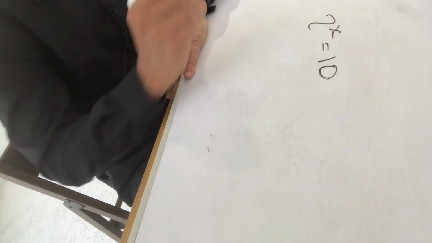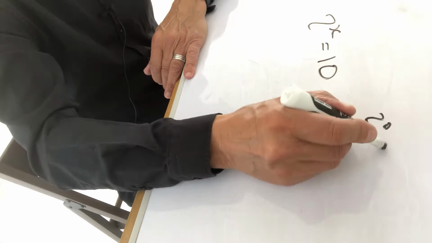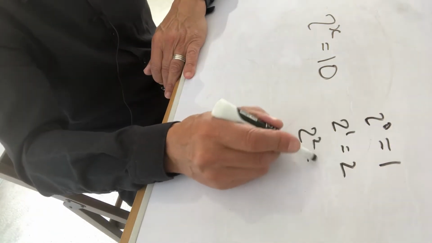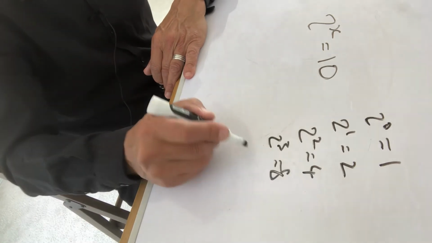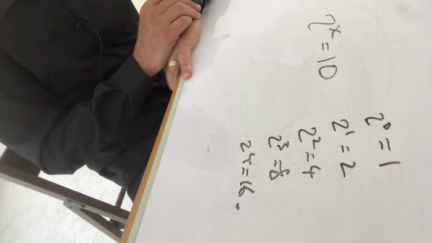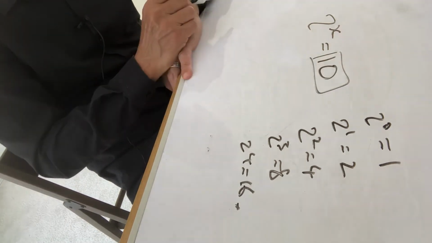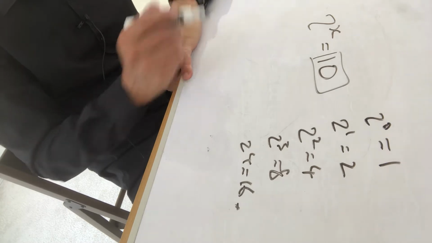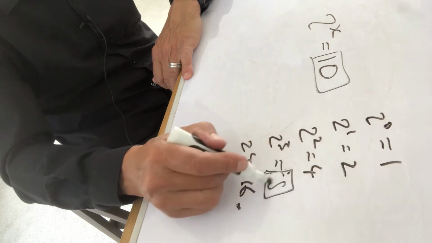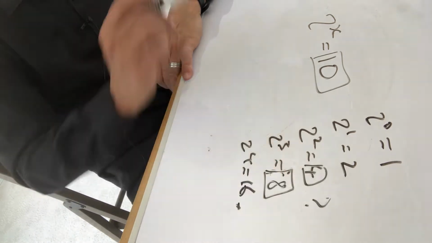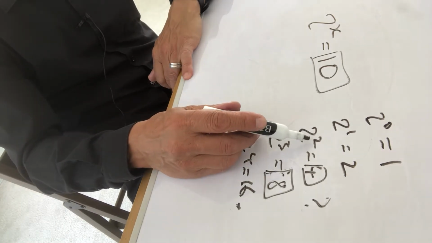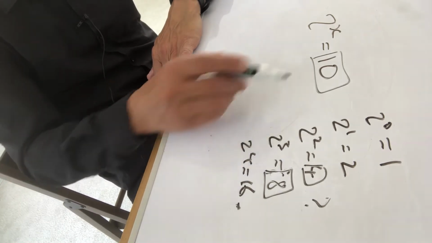Now, we know, for example, that 2 to the power of 0 is equal to 1, 2 to the power of 1 is equal to 2, 2 to the power of 2 is equal to 4, 2 to the power of 3 is equal to 8, 2 to the power of 4 is equal to 16. If we look at the number 10 here, we can safely assume that 10 is closer to 8 than 4. That makes sense. So it's got to be a number between 2 to the power of 2 or 2 to the power of 3 to get the 10.